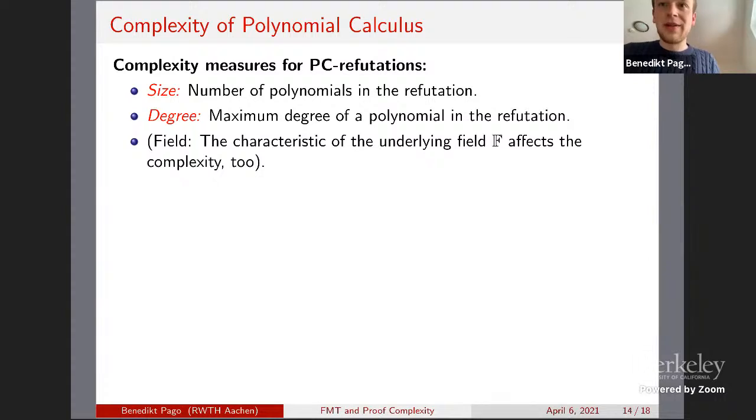Okay, and so the complexity is either again the size of a refutation or, correspondingly to the width in the case of resolution, you can consider the maximum degree of any polynomial that you derive. And one can say, also the characteristic of the underlying field over which you do all this also affects the complexity. So there are sets of polynomials which are easy to refute over a certain finite field, but require a very large refutation over the rationals, for example.